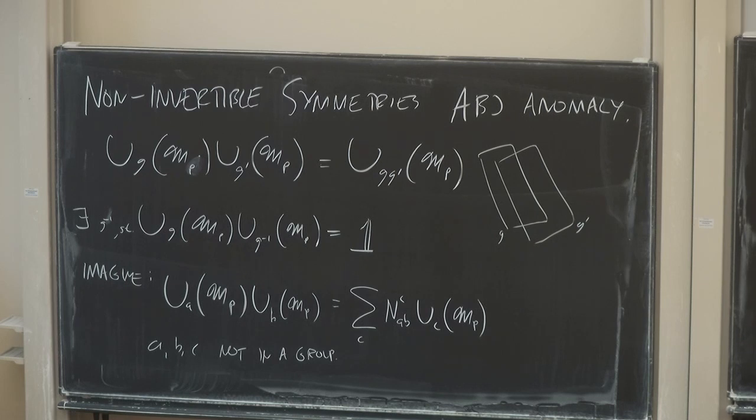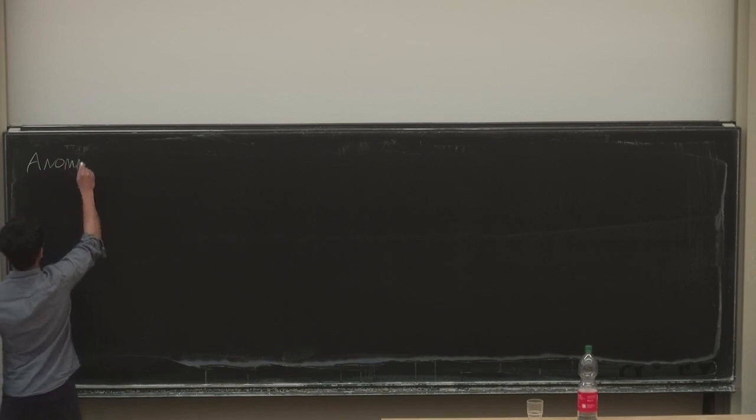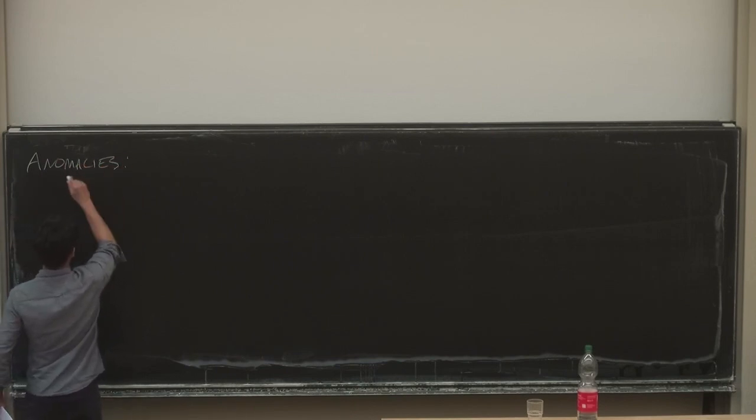So now what we have to do is first remind ourselves briefly of the different sorts of anomalies. Okay. So different types of anomalies, and I have to do this because I want to explain what I'm calling an ABJ anomaly exactly.